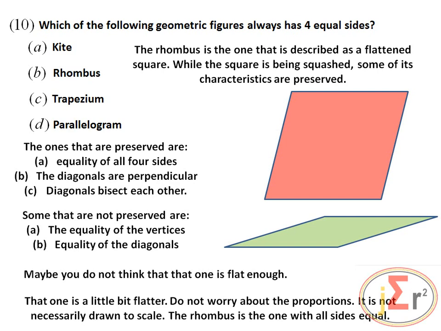And of course this one is flatter, and it might not appear that all four sides are equal. But this diagram is not necessarily drawn to scale. We're just giving you an example of what a rhombus is. And we have this big angle right here, and of course, these are very small angles. So the vertices, the angles at the vertices, are not preserved. So the rhombus is the one with all sides equal.